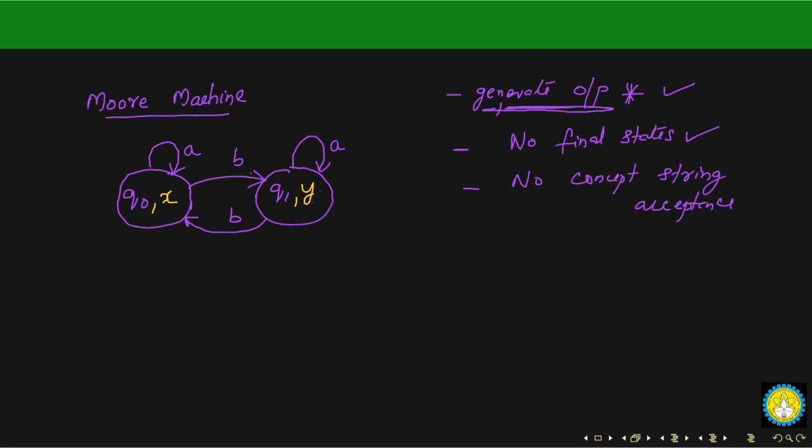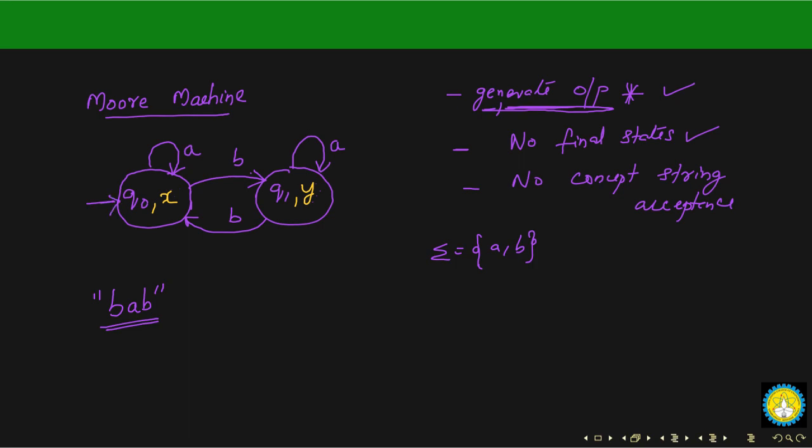Now let us try to understand how a Moore machine handles a given string. Suppose that the input string is BAB. Remember that here the alphabet set is A, B, so you can have strings which contain A and B. Suppose our input string is BAB. We are going to look at how this BAB is processed by the Moore machine and how it generates the output. Don't forget to mark the starting state here.